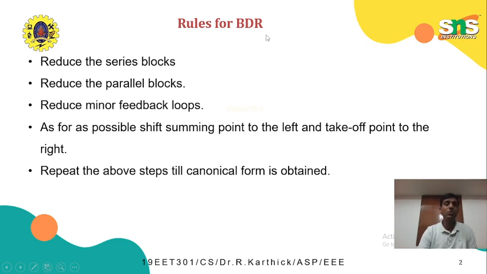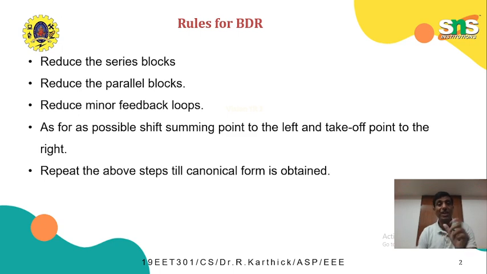Here, we can reduce the blocks which are connected in series, called cascading of blocks, and we can also reduce parallel blocks, that is feed forward paths. We can reduce minor feedback loops, that is a small feedback loop where one single signal is fed back into the loop. It is also possible to shift the summing point to the left or right and the takeoff point to the right or left, and vice versa. We can repeat all the above steps so that we get a simple final block diagram.